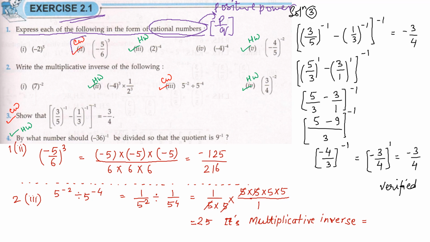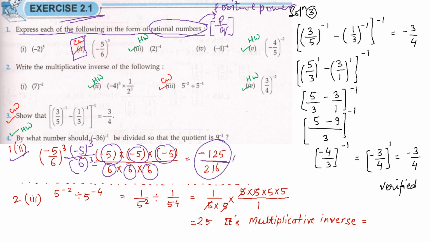So let us take question number 1, subpart 2 as an example. It's minus 5 by 6 to the power 3. It means it is equal to minus 5 to the power 3 by 6 to the power 3. So it will be equal to minus 5 into minus 5 into minus 5 by 6 into 6 into 6. When you solve, you will get the answer as minus 125 by 216. This is your answer. For question number 2, subpart 3, they are asking to write the multiplicative inverse.